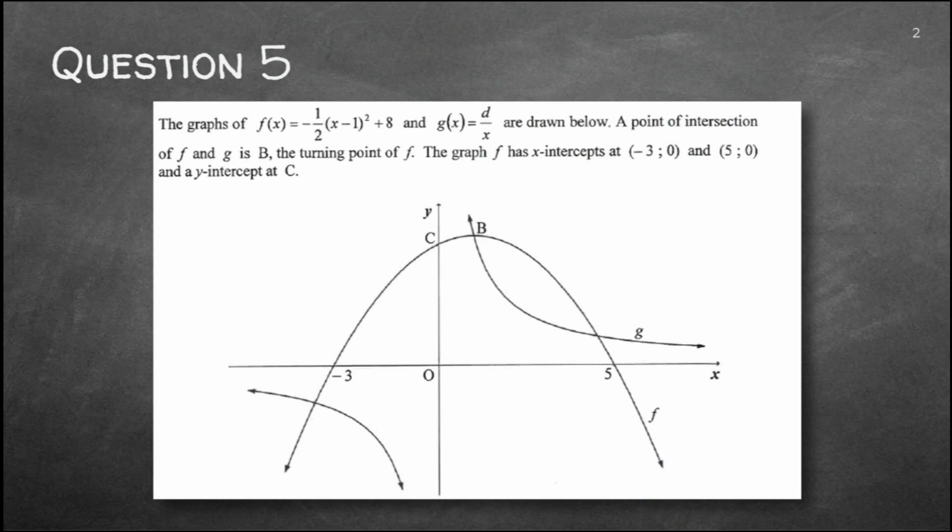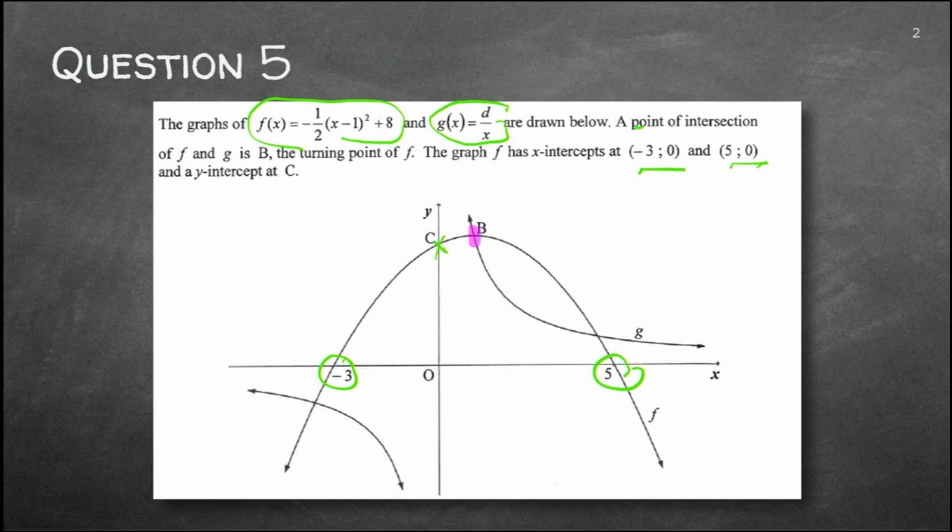So the graphs f(x) = -1/2(x - 1)² + 8, and g(x) = d/x, which means it's a hyperbola, are drawn below. A point of intersection of f and g is at B, the turning point. That's very important to note, that they have the turning point in common. Okay, so the graph f has x-intercepts at (-3, 0) and (5, 0), which is also indicated on the graph itself, and a y-intercept at point C.